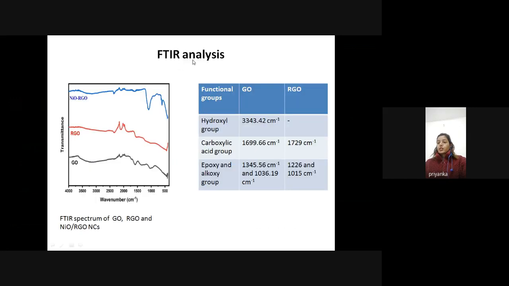And from FTIR spectra, we can see that for GO, the peak corresponding to hydroxyl group is appearing at 3343.42 centimeter inverse, and there are some peaks corresponding to carboxylic acid group and epoxy and alkoxy groups, and similarly the FTIR spectra of NiO-RGO shows the combined behavior of NiO nanoparticle and RGO.